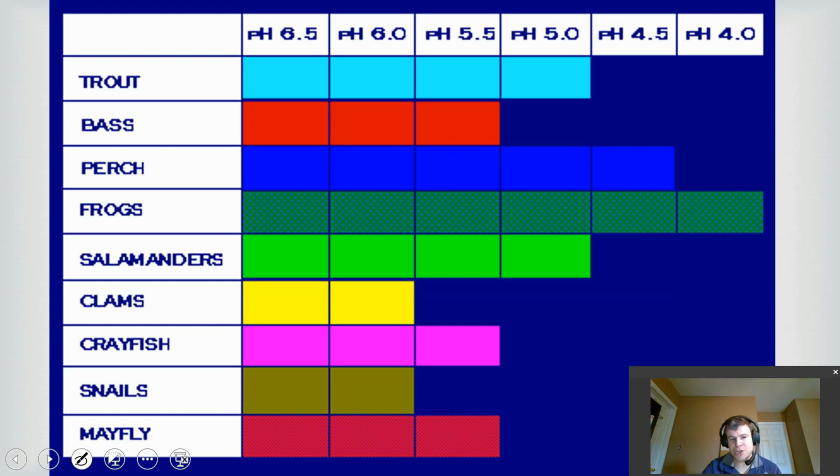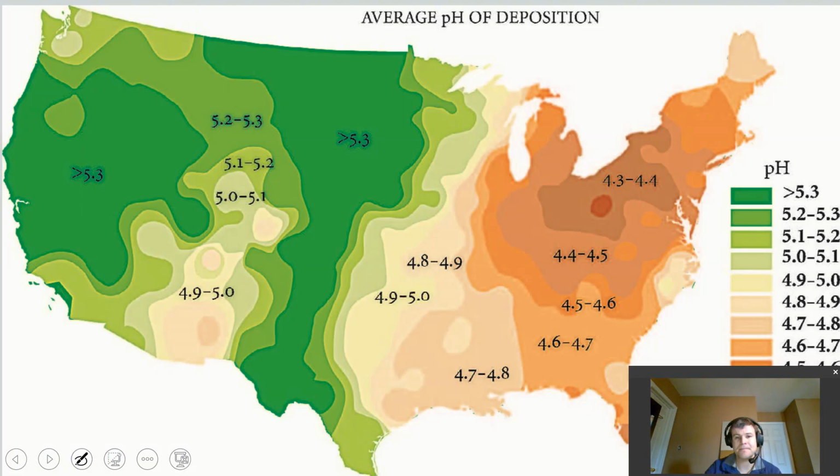Here we see a chart which shows you how different aquatic species can tolerate or not tolerate certain pHs. So you have some very hardy species like frogs. Frogs can handle a pH all the way down to 4 before they start dying off. But others like snails and clams and certain species of fish like bass can only handle a pH of 6 or 5.5 before they start being negatively impacted. So you get into the 2s and 3s. All of these organisms are going to perish.